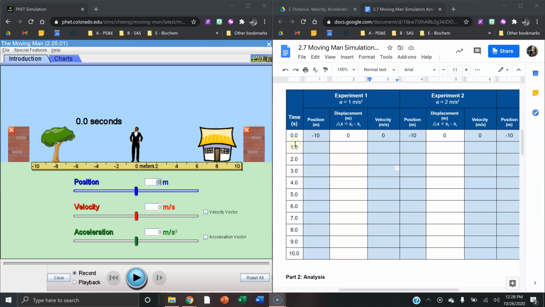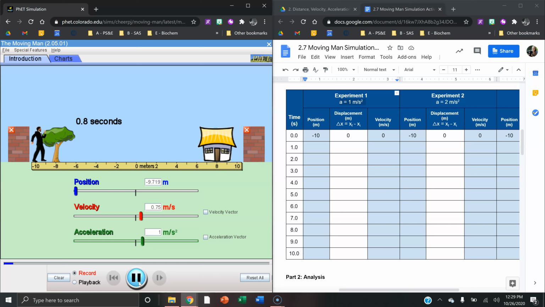So, for experiment one, I'm going to start my position at negative 10. I leave my velocity at zero and I set my acceleration to one because that's my condition for experiment one. I'm going to hit play. I watch him move across slowly at first and then speeding up, and I'm watching these sliders, blue, red, and green, so I can make observations in the questions on page one. Okay, he hits the wall, so I'll stop.